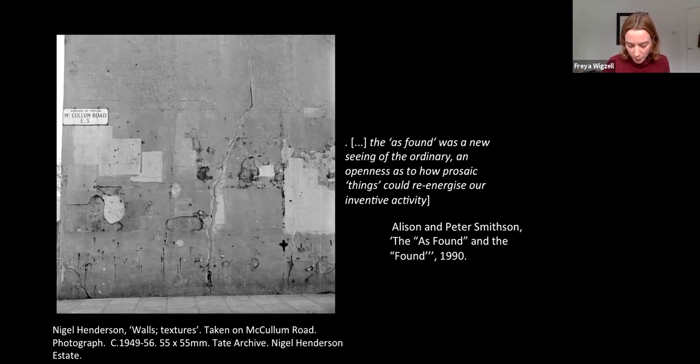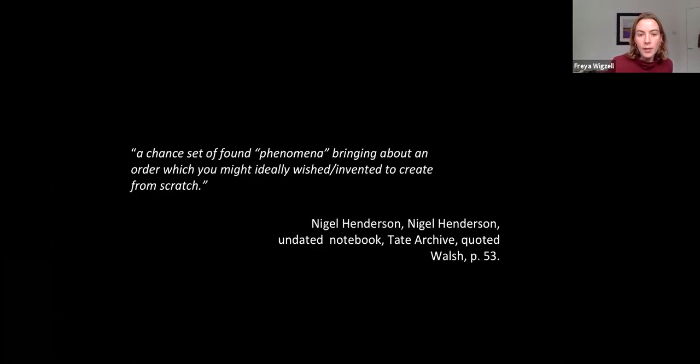Now, underlying this idea of pattern and the As Found was an interest in process. And this is a quote, "the correspondence between appearance and actual material construction." But there was also a more elusive idea of a hidden order to things. Throughout this period, at least up until 1956, the As Found, according to the Smithsons' latest statement, was preoccupied with the discovery of a reality beneath appearances, an idea derived from James Joyce's epiphany, or in Henderson's case, the surrealist-indebted concept of selective accident, a chance set of found phenomena bringing about an order which you might ideally have wished to invent from scratch.